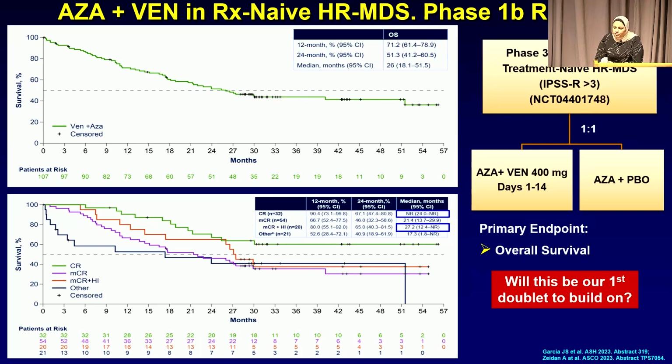And these promising results provide the basis for the randomized phase 3 Verona study, which was designed to confirm an overall survival benefit with azacitidine plus venetoclax versus azacitidine plus placebo in treatment-naive higher risk MDS, and the results of this study are still pending.